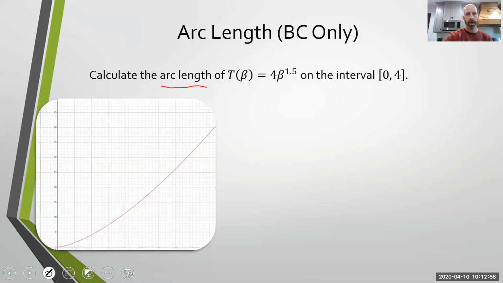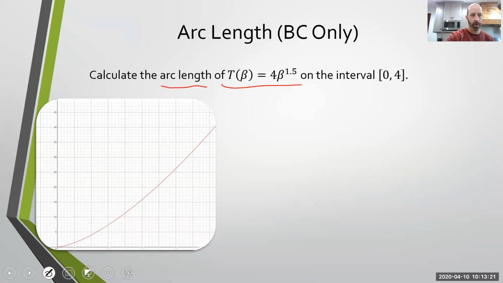So here's our function. I've got a graph of it. I just got creative and tried to use different letters. The function's name is t, and the dependent variable there is beta. So we've got t of beta is equal to 4 beta to the 1.5 power, and we're talking about on the interval from 0 to 4.